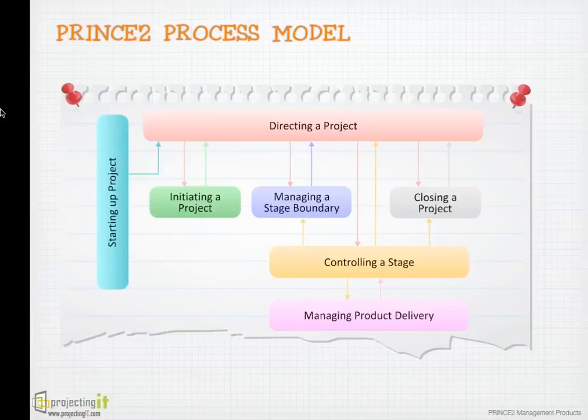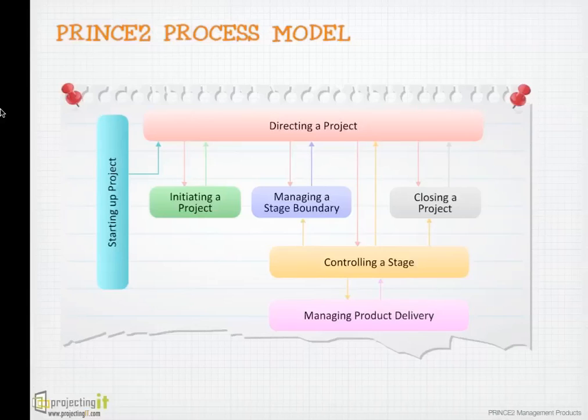Initiating a project is used by the project manager to make plans for the project and to tell how the project work will be done. It prepares the baseline targets and how they will be achieved. Controlling a stage is used by the project manager on a day-to-day basis to deliver one management stage of a project. It is used to delegate work to teams and to keep stakeholders informed, whereas managing product delivery is used by the team manager to receive work package from the project manager and to do the work as defined and deliver the work package back to the project manager.